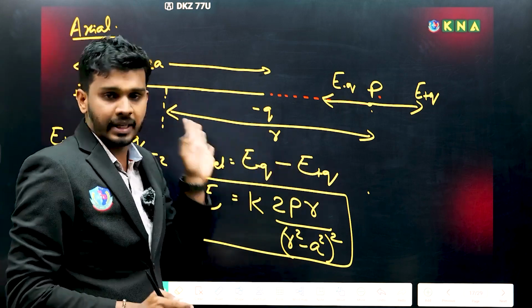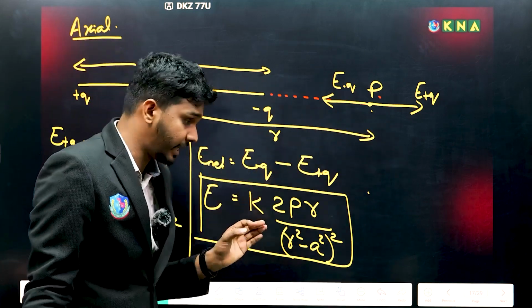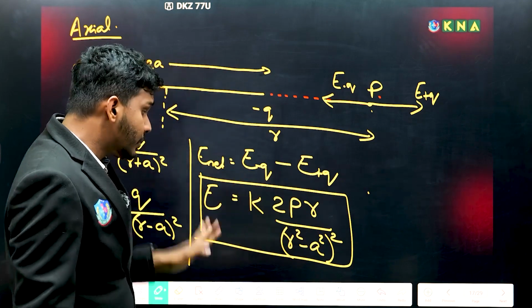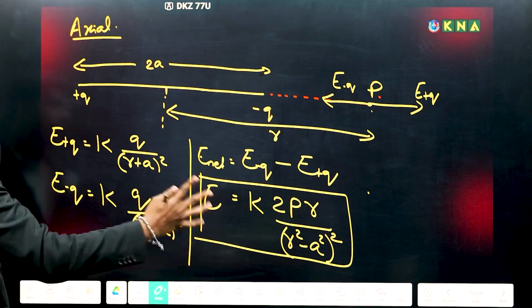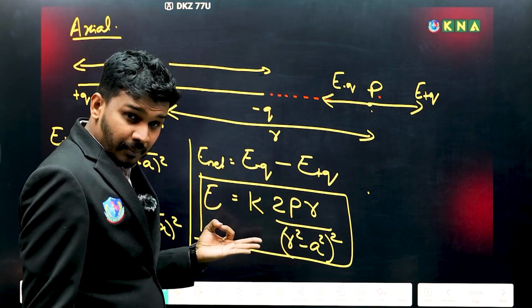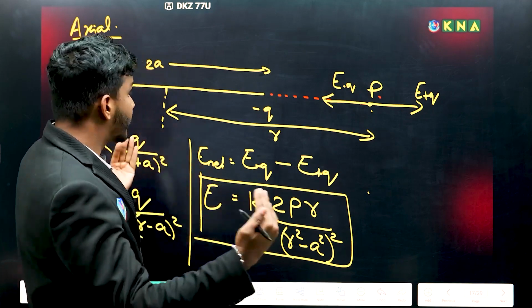That is E minus Q minus E plus Q, because both are in opposite directions. Then solve it and you will get the electric field E is equal to 2PR divided by (R square minus A square) the whole square. This is the electric field due to a dipole.